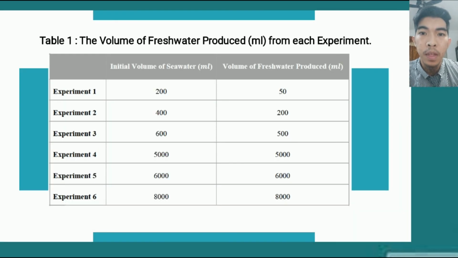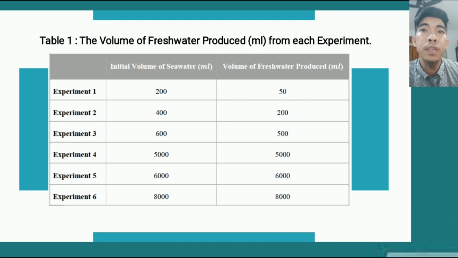As you can see, experiment 1 to experiment 3 are from my FYP1, which I did in the previous semester. At first I used 200 milliliters, and the fresh water produced was 50. For 400 it was 200, and for 600 of seawater it was 500. And experiments 4, 5 and 6 are what I did this semester, which is FYP2.